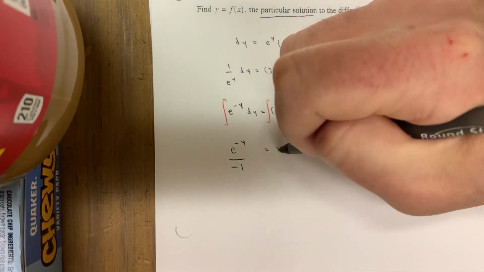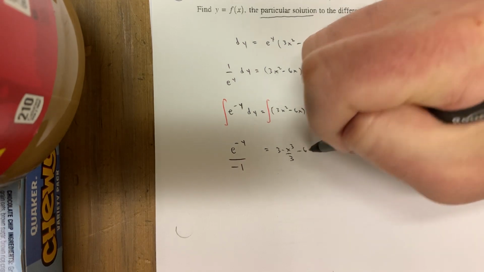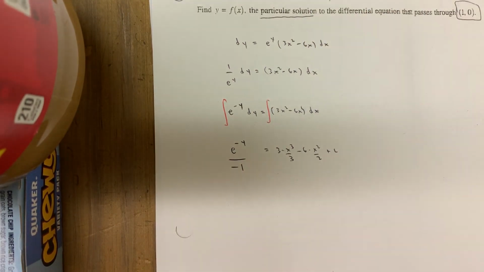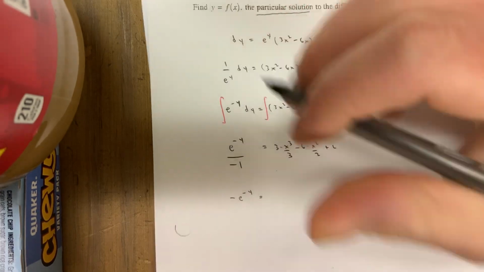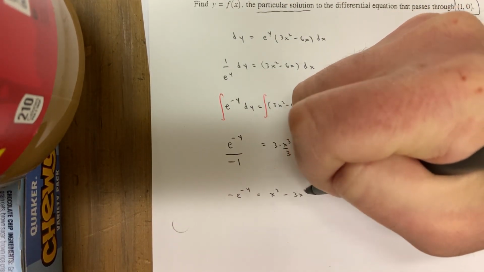Integrate 3x squared. Pull that 3 to the side. Integrate x squared, which is x cubed over 3, minus 6 times the integral of x to the first. So x squared over 2. And there you got to put that plus c. So what do we get now? We get negative e to the negative y. And they want to see that integrating, by the way. You get points for that as well. Equals x cubed minus 3x squared plus c.